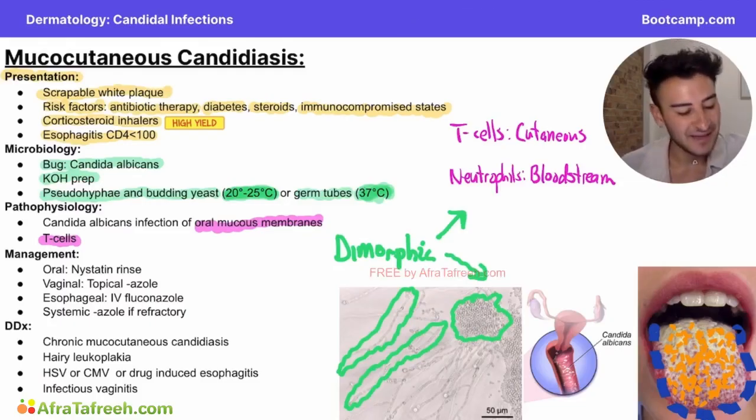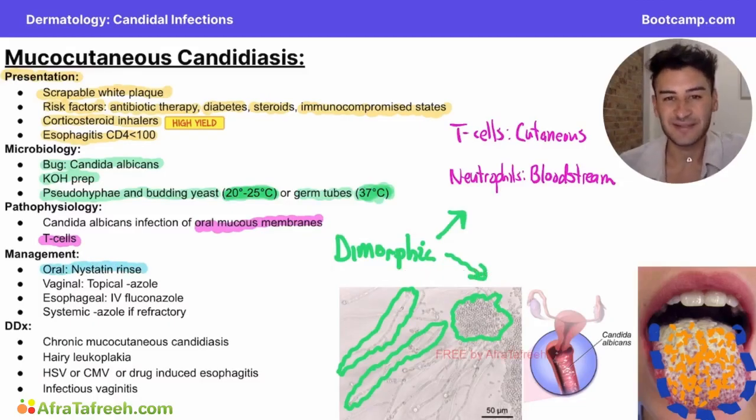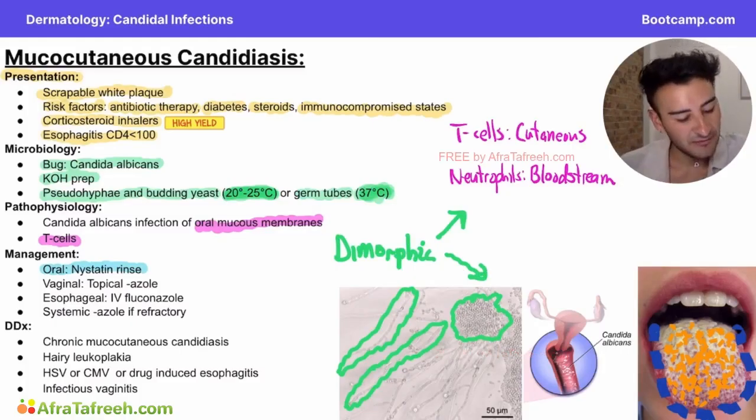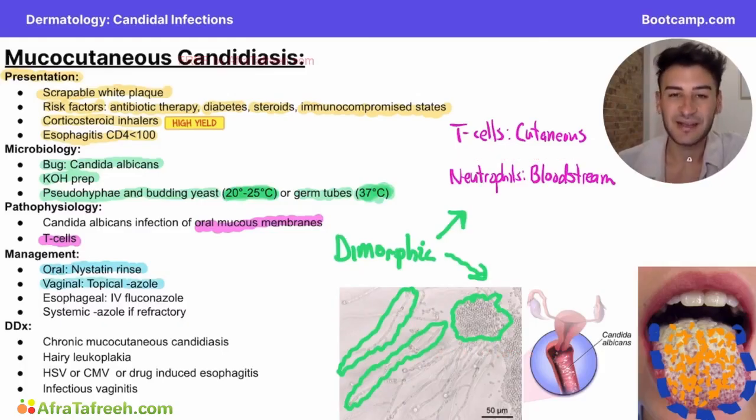So for oral candidiasis that is simple and non-complicated, we can give an oral nystatin rinse. This is a simple swish and gargle. The patient spits it out, and this should take care of any candidiasis on the tongue or in the mouth. When it comes to vaginal candidiasis, we are going to use a topical azole, and this is just applied topically in the vaginal area, and it should take care of this candidal infection.